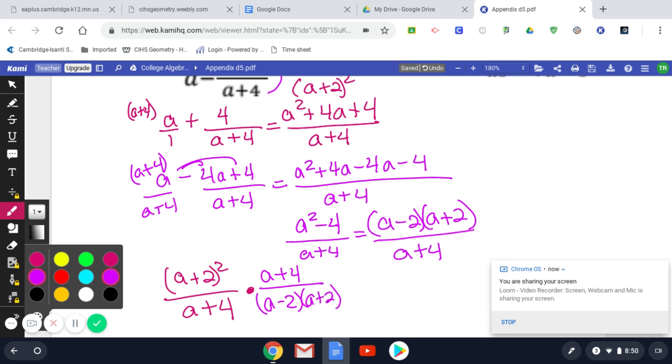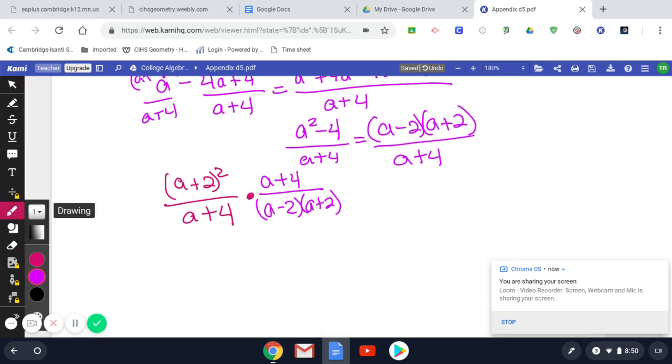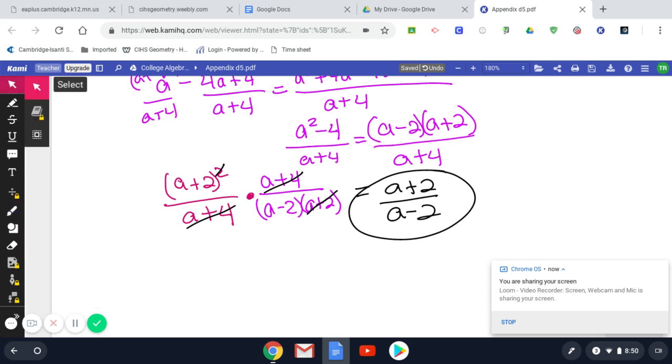Because now that I have it into multiplication, now what I can do is I can go ahead and simplify. I can take out the a plus 4s. I can take out one of the a plus 2s. So then what I'm left with is a plus 2 over a minus 2. And then that's my answer. It's a lot of work. But if you keep following the rules, you're going to get better and better at factoring, and just be very careful.